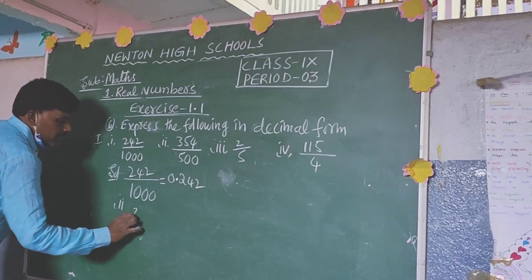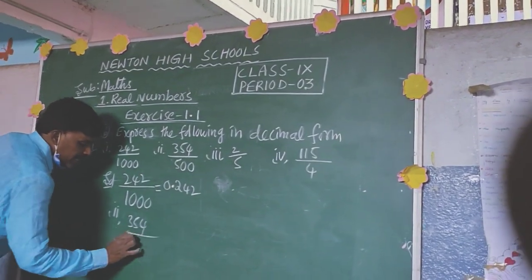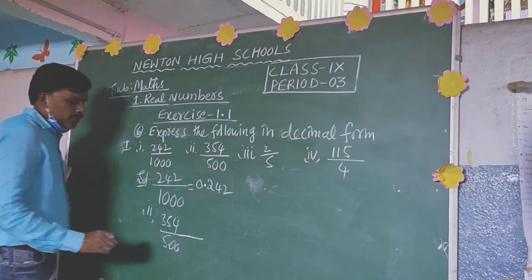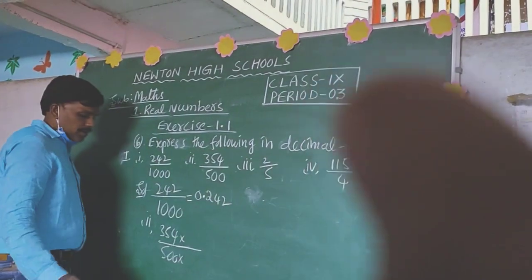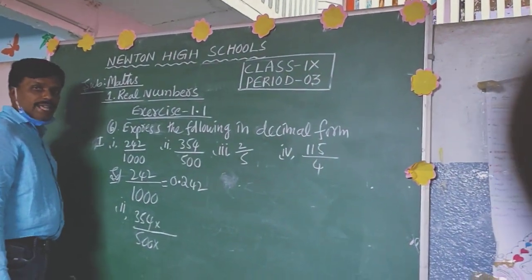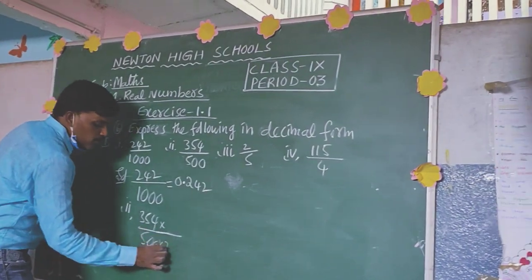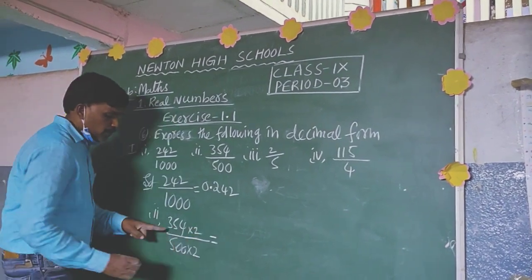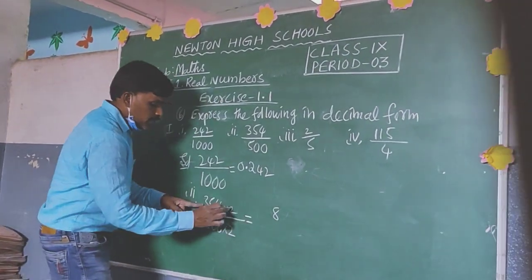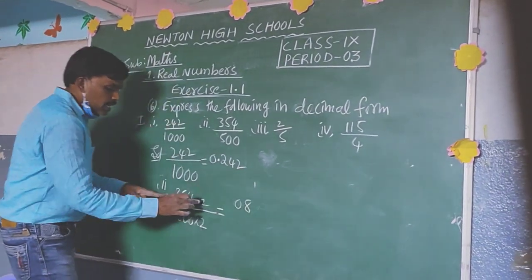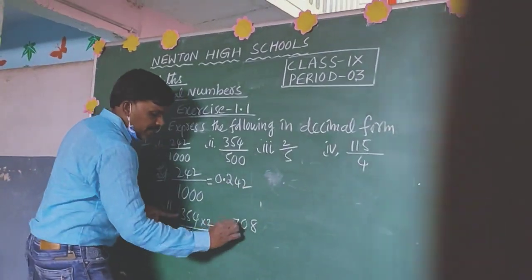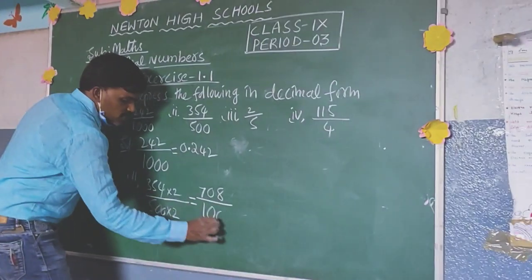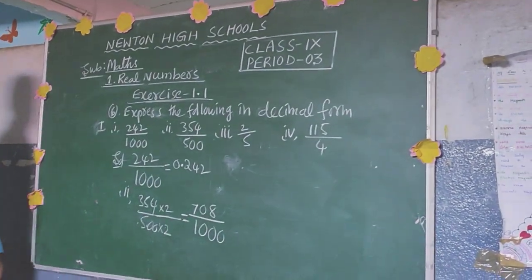What is the second sum? 354 by 500. But 500 is not an exponent of 10. So what we have to do? To convert 500 into an exponent of 10, we need to multiply both the numerator as well as the denominator by 2. So first we have the product of the numerators. 2 4s are 8, 2 5s are 10, 1 carry, 2 3s are 6, plus 1 is 7, so 708 by 500 times 2, which is 1000. But 1000 is an exponent of 10.